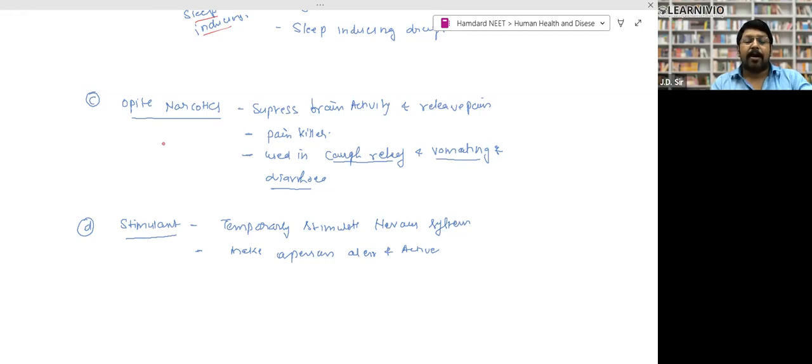But nowadays, opioids and narcotics are banned in cough syrup in many countries, like India. Even with a medical prescription, you cannot get cough syrup which has opioids. They will be available only in hospitals, and bigger hospitals as well. Stimulants temporarily stimulate the nervous system and make a person alert or active. They are called stimulants.